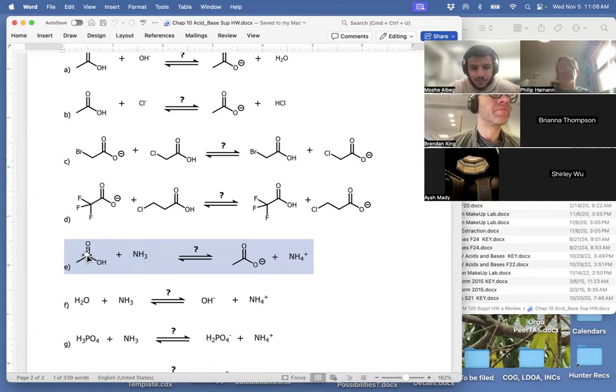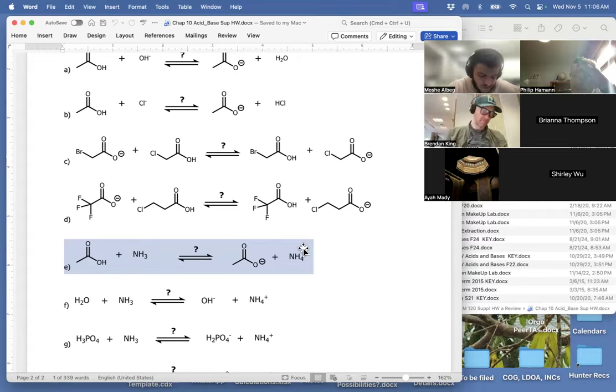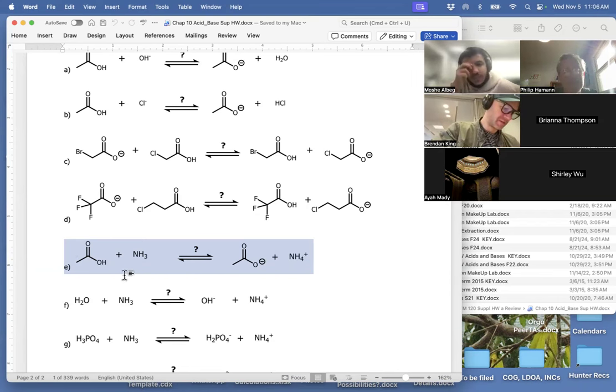Ammonia is a weak base versus water. Combine them together, and this is going to be 99.9+% to the right. It's not an extreme, not really an equilibrium. There can be traces of the ammonia and acetic acid, but only small traces. This is a very good acid-base reaction.